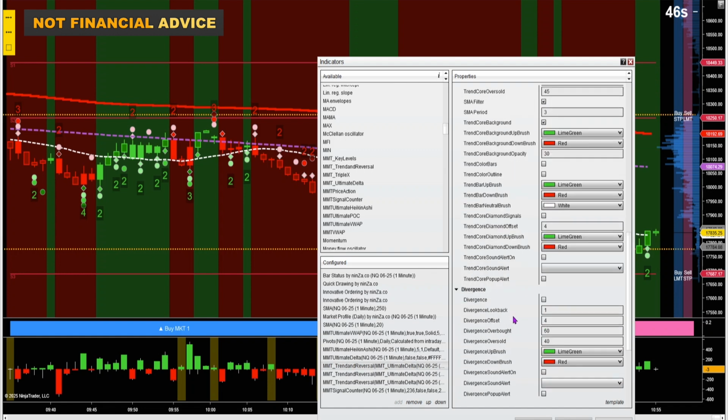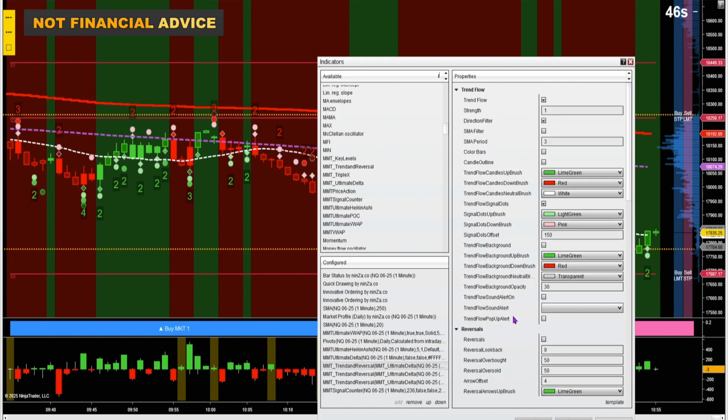And then I'm not using any feature on the trend and reversal except for the trend flow. That is the only thing that I have enabled. And for all three instances, I have the trend flow on, I have the directional filter on, then I've got the signal dots on with 3 different color schemes. For the first instance, I have a strength of 1. Second instance, I have a strength of 2 with some different colors for the signal dots. And the third instance is a strength of 3 with some different colors for the dots.